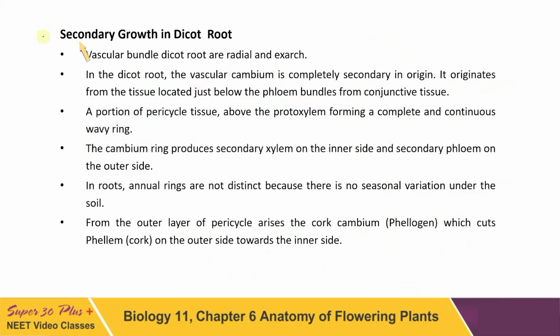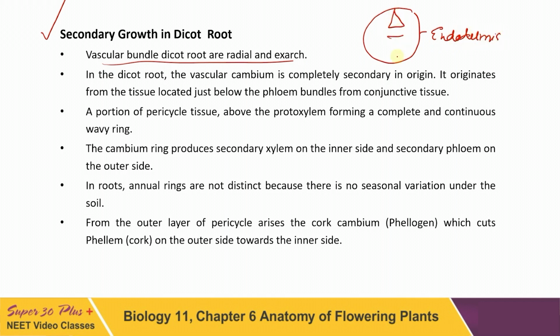We have to see secondary growth in dicot root. In dicot root, vascular bundles are a little different from those of the stem. If you see, in the case of dicot root, this is the endodermis we have here. I will just recall that these are radial vascular bundles. This one is the primary xylem and this one is the primary phloem. This is primary xylem, and this one is primary phloem. An important point here is that this type of vascular bundle is radial and exarch.